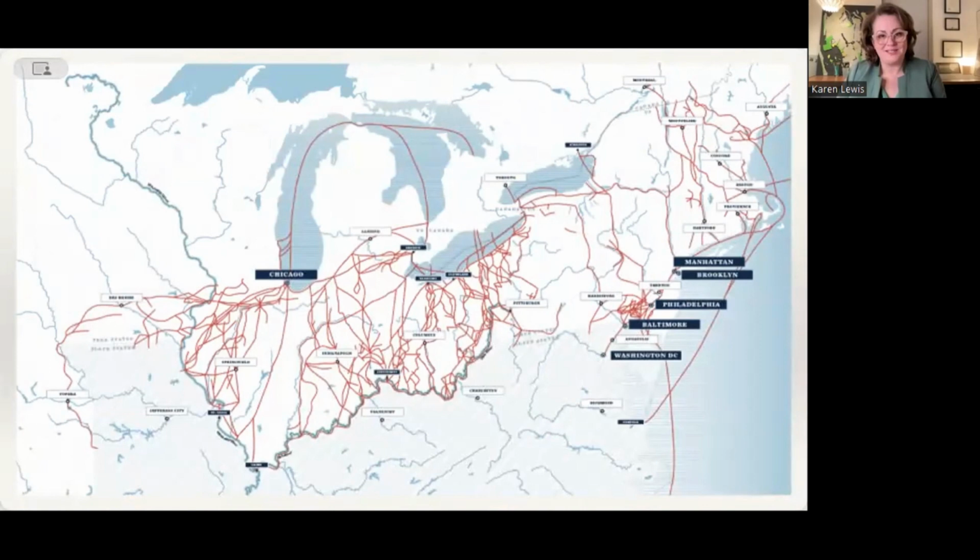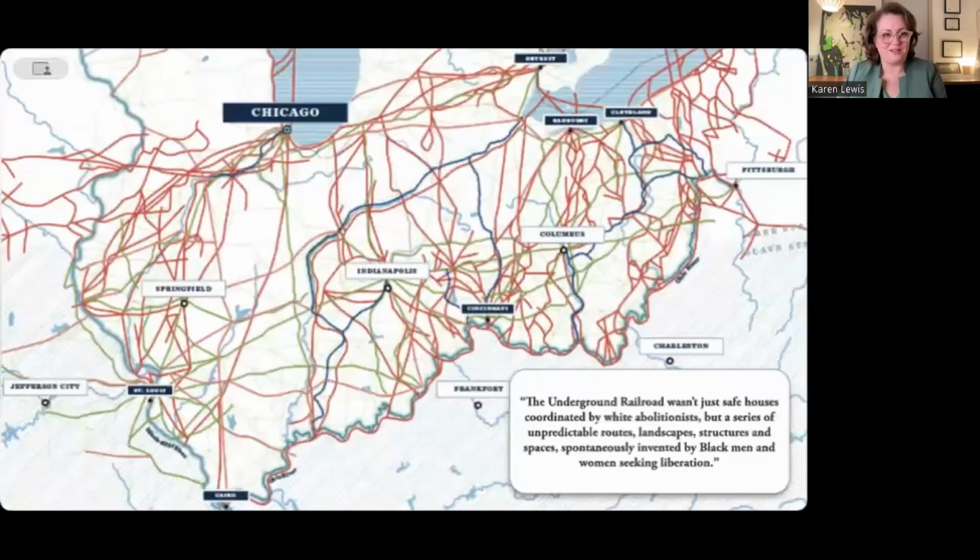So we redrew these, made a data set that we could then compare different infrastructures such as the canal or the stagecoach or the railroad, and compare that to some of the routes that people used to escape out of enslavement. But the big thesis that we wanted to emphasize here is that the Underground Railroad wasn't just safe houses coordinated by white abolitionists, but actually a series of unpredictable routes, landscape structures, and spaces spontaneously invented by Black men and women seeking liberation.